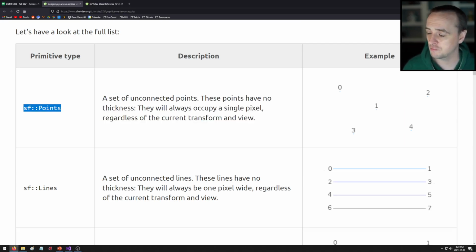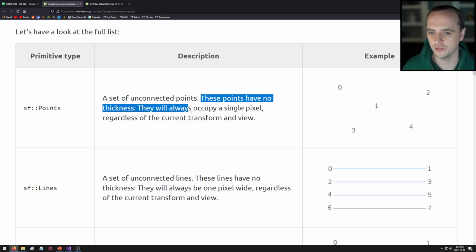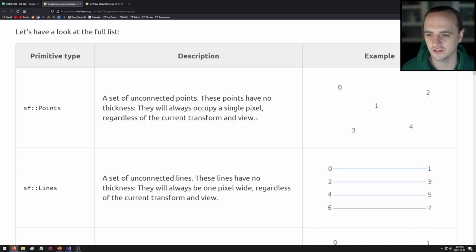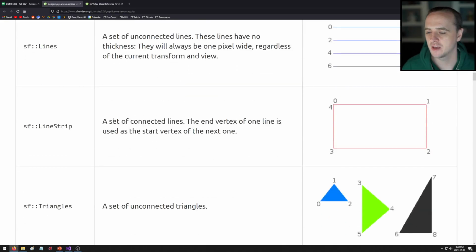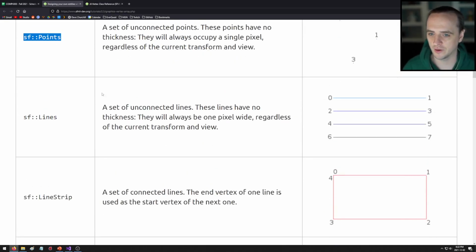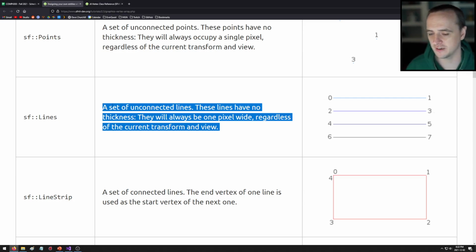If you say SF points for your vertex array, when you go to draw it, it will be a set of unconnected points. These points have no thickness. They will always occupy a single pixel regardless of the current transform and view. For example, if you had 5 vertices, each with these positions over here, and you said SF vertex array with SF points 5, and gave them these coordinates, here's what it would look like.